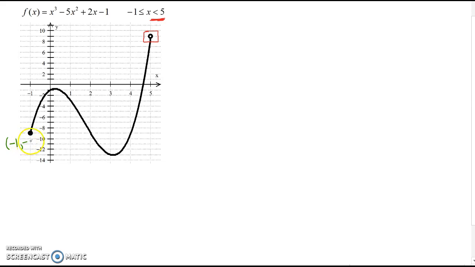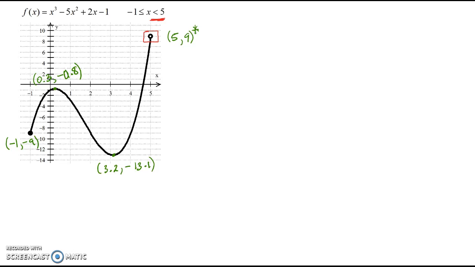So -1, -9. This point here, I think we said it was something like 0.3, -1.8, was it? I can't remember what we said the last time. -0.8. Point here is 3.2, -13.1, and this new point, it's the same point, but it doesn't actually belong to the graph this time. It's 5, 9, but we're going to put a little asterisk on that to show that it doesn't actually belong to the graph.